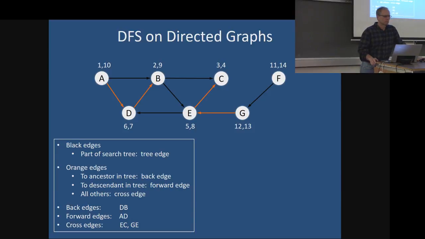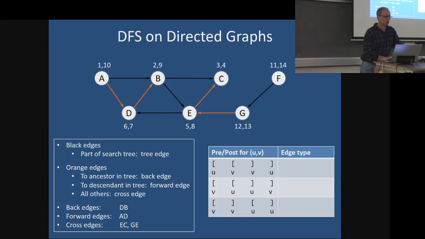Now, how can you identify these edges? Clearly, you can figure out what the tree edges are because you identify them as you traverse the tree. But how can you identify the other edges? And I'll answer my own question. You can do it by looking at the pattern of the pre-post numbers.